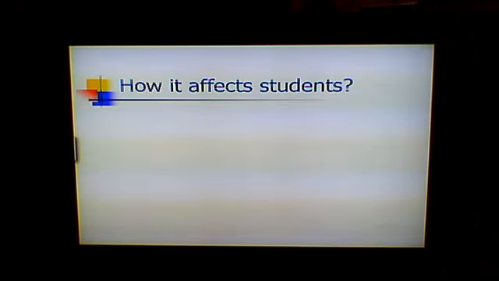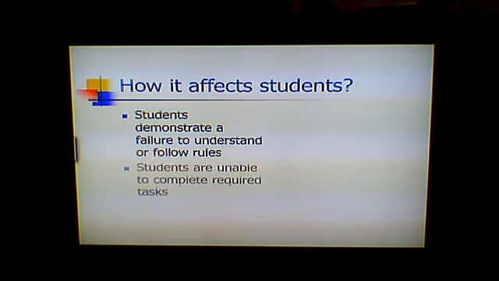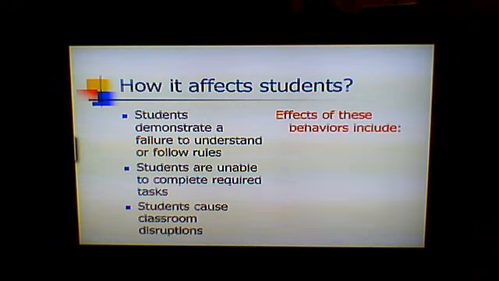How it affects our students. Students demonstrate a failure to understand and follow rules. Students are unable to complete required tasks. Students cause classroom disruption. This ultimately causes frequent lack of social interaction and poor academic performance.